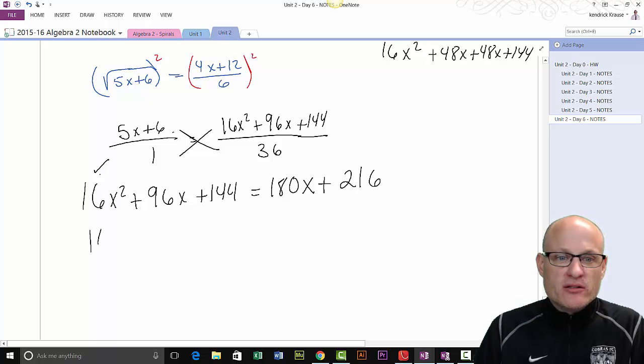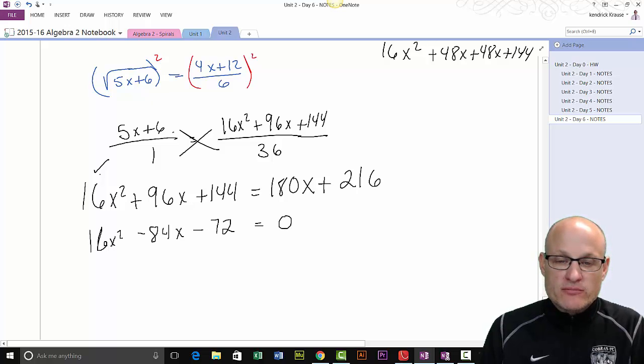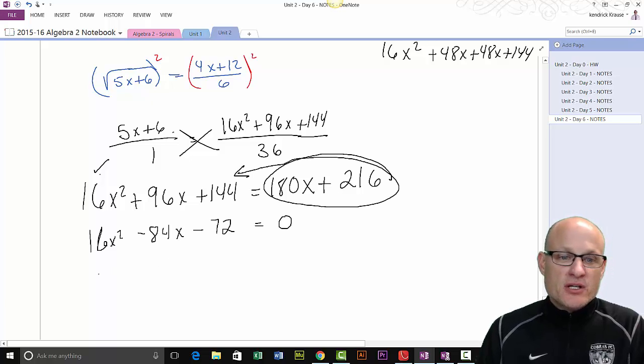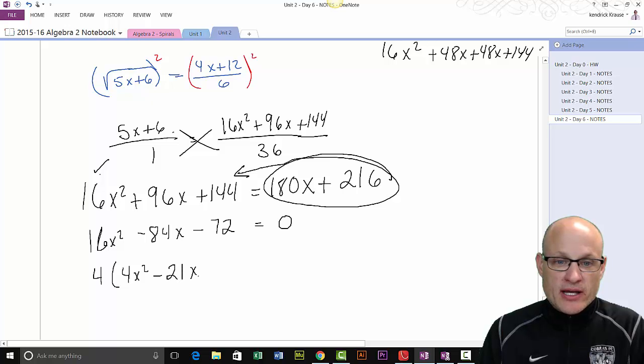So we're going to do 16x squared. Now, 96 minus 180 is negative 84. I just want to make sure I got that right. Minus 72 equals 0, because I just subtracted these two. I just brought these two over to that side. I think I can take a 4 out. That'll make things a little bit easier. 4x squared minus 21x minus 18 equals 0.